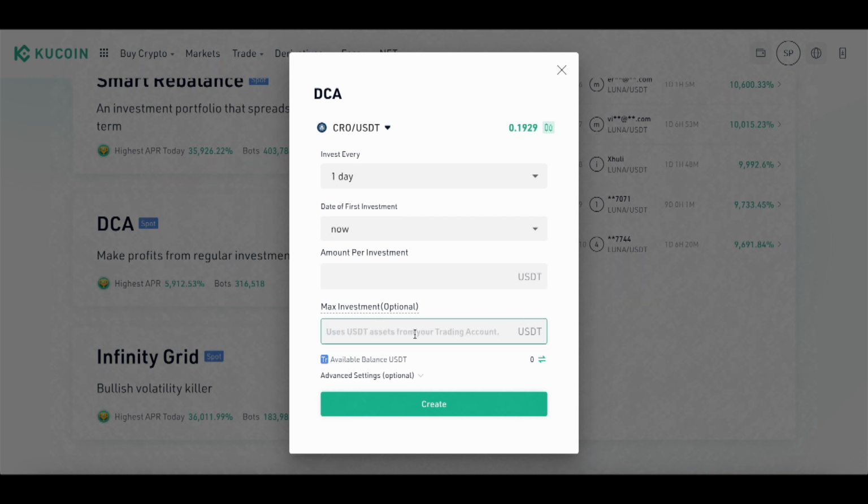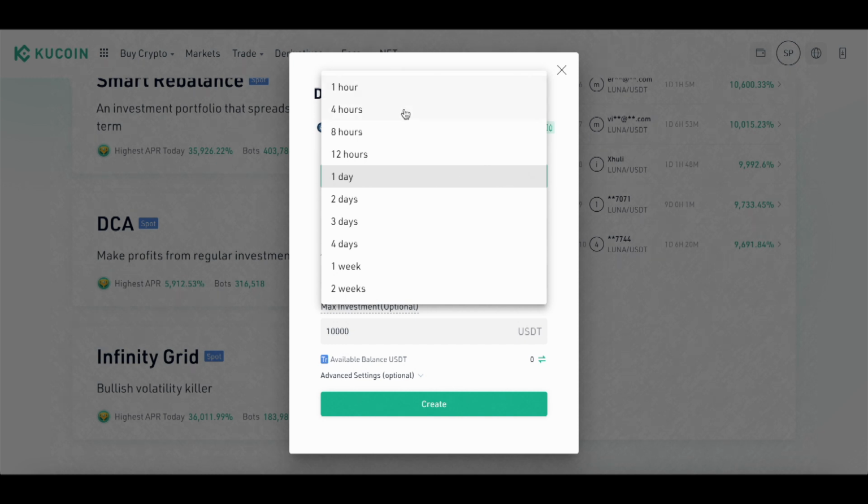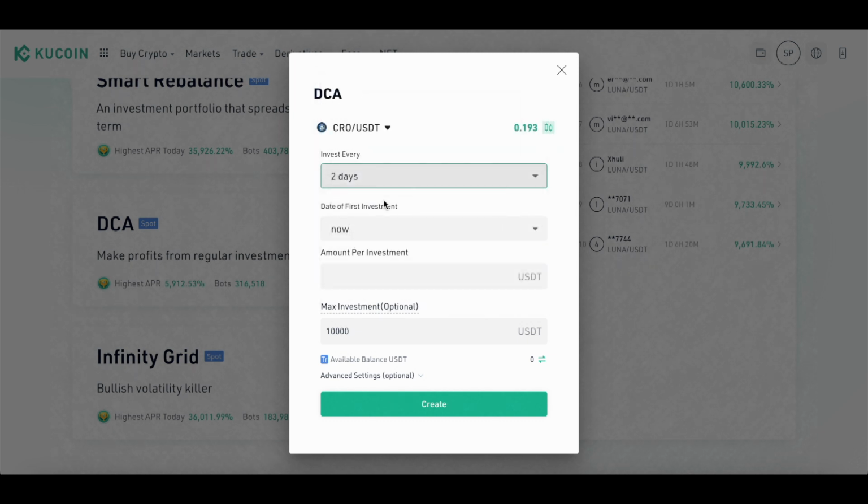For instance, if you have $10,000 available today, you can put your maximum investment to 10,000 USDT. Instead of buying them today and risking that tomorrow the currencies will drop, you will then dollar cost average every single day, every single hour, every 2 days, or every week, 2 weeks. You can set up the bot as you like. All right, let's put every 2 days.